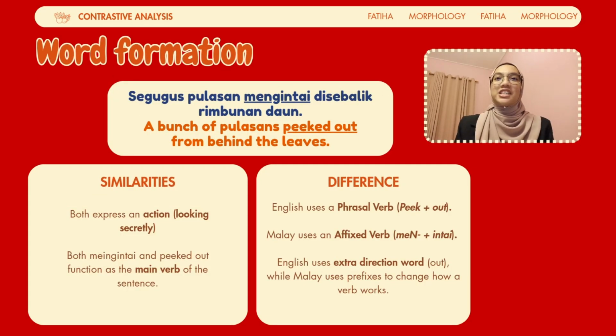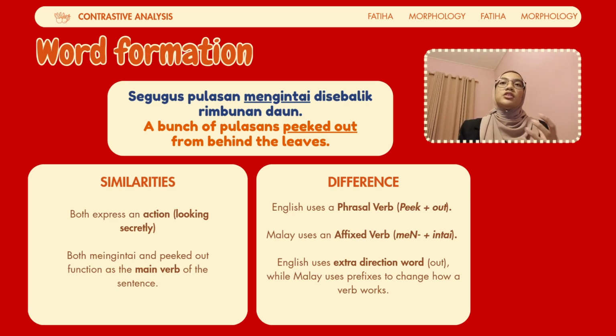Hi, I will begin our presentation today with the first category, which is morphology, the study of how words are built. The first sentence we chose to analyze is Segugus pulasan mengintai di sebalik rimbunan daun, and the English version is a bunch of pulasans picked out from behind the leaves. Our very first example looks at the translation of a specific action verb from the story. The English text uses the phrase picked out, while the Malay text uses the word mengintai.